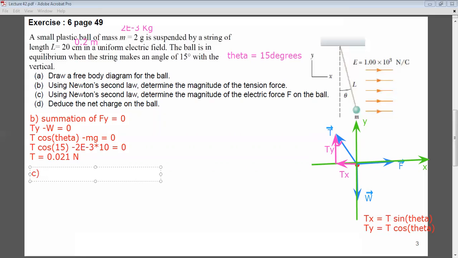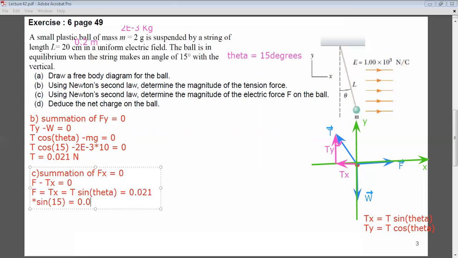Okay. Using Newton's second law, determine the magnitude of the electric force on the ball. Now I will use summation of Fx is equal to 0. What do I have on the x-axis? I have F minus Tx is equal to 0. So F equals Tx, which is, what is Tx? It is T sine theta, which is T is 0.021 times sine of angle theta, which is 15. And I get this to be 0.0054.